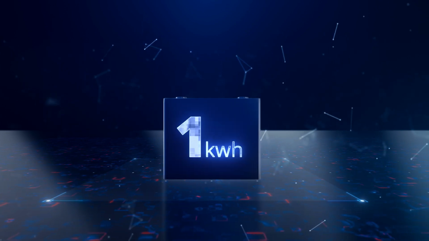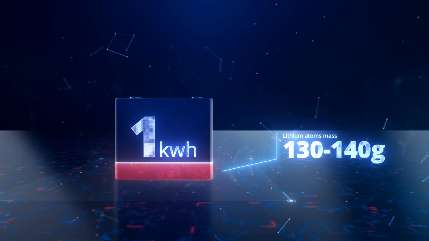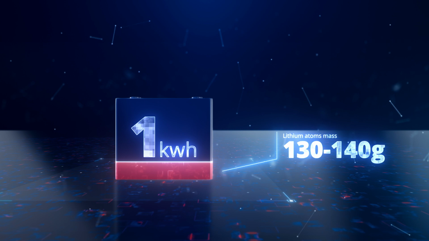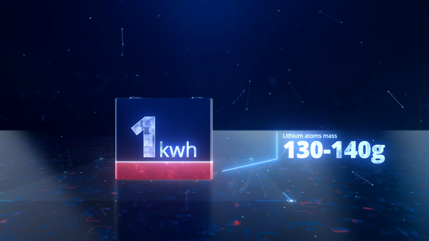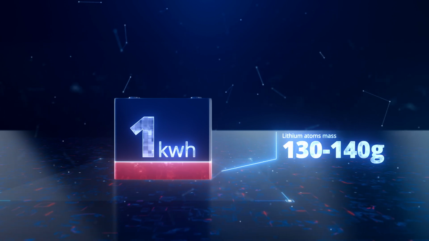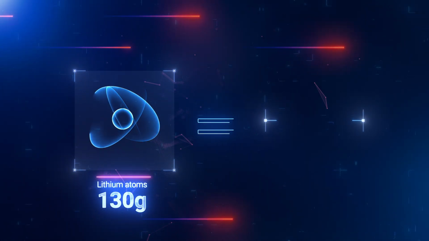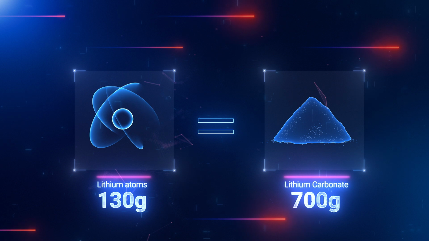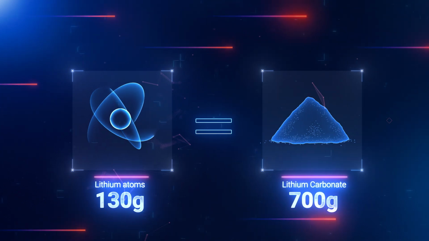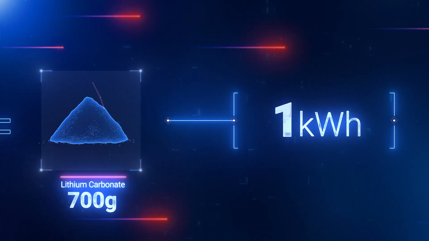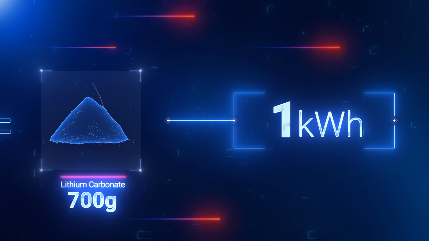As for the mass of lithium atoms in the 1 kilowatt-hour, it is 130 to 140 grams, depending on the nominal cell voltage, which can vary depending on the chemistry. The other important fact is that the equivalent of 130 grams of the lithium atom is approximately 700 grams of lithium carbonate. 700 grams of lithium carbonate is required for a 1 kilowatt-hour battery cell.